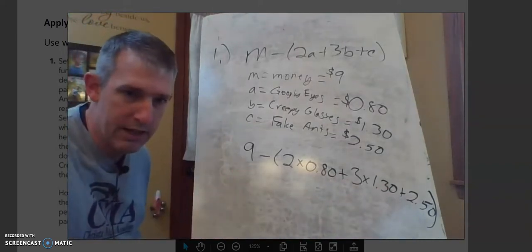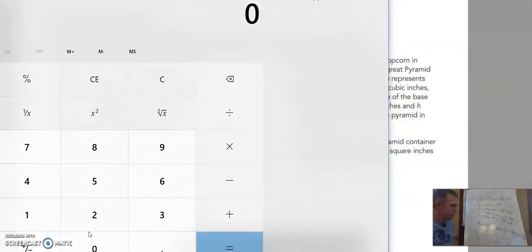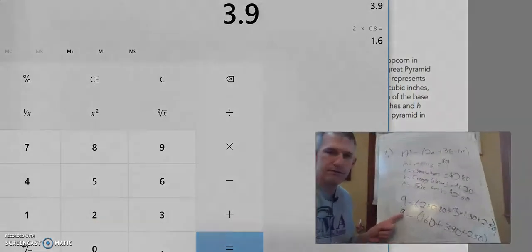So I'm going to pull up the handy dandy calculator here, and we're going to multiply 2 times 80 cents, and that is $1.60. A little secret here, I can go ahead and do all these multiplications separately, and then we'll add them all together on the next step. So 3 times $1.30 gives me $3.90. And then the $2.50, I didn't need to multiply anything there. But don't forget to bring down the minus, because if you don't, we're going to be thrown off later on.